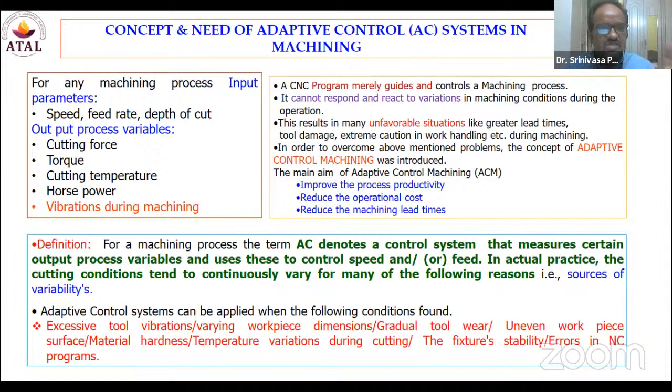It always takes X, Y, Z, S for speed, F for feed. X, Y, Z to indicate the geometry and everything. To give the machining parameters, it takes only speed and feed. Depth of cut will be indicated in the form of Z.